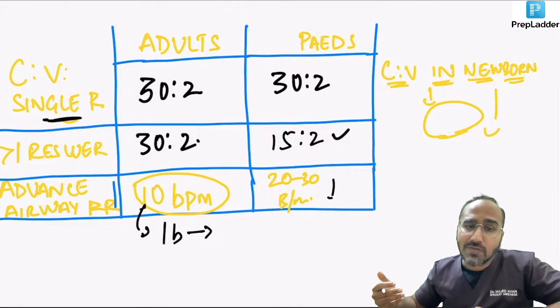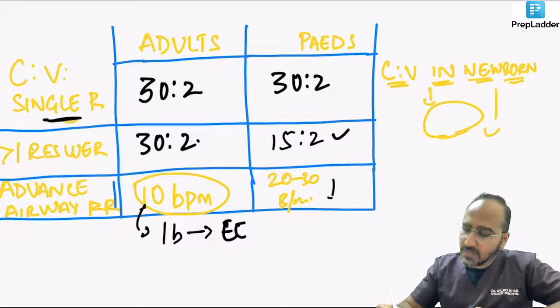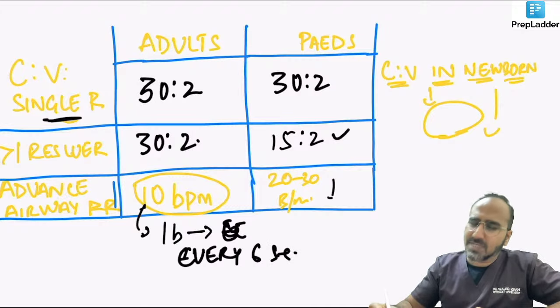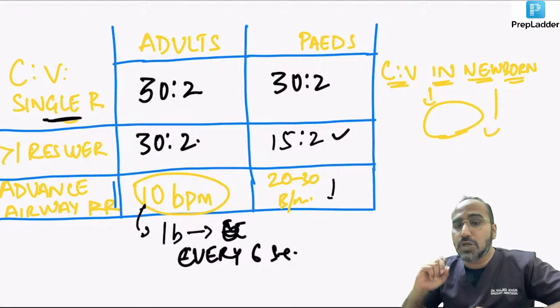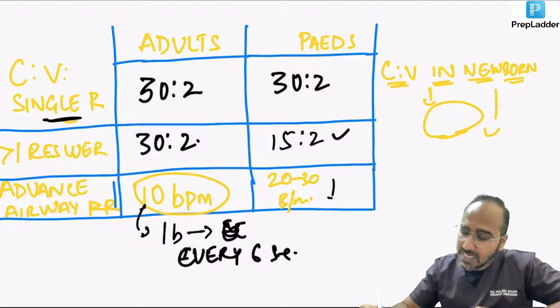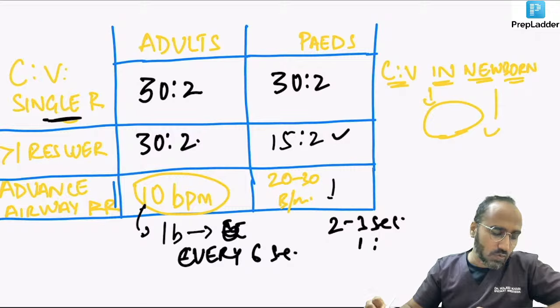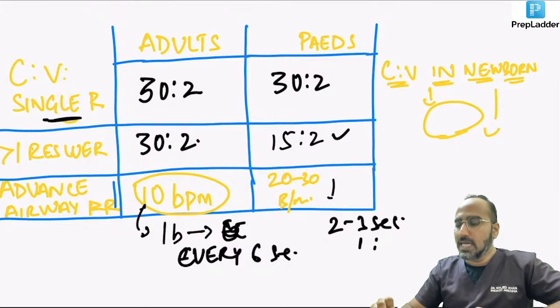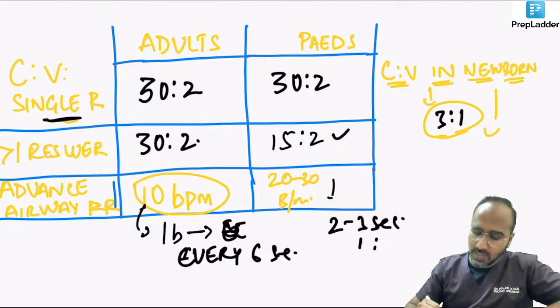The one who's taking care of the airway, what he'll do, he will give one breath every 6 seconds. That is basically 10 breaths per minute. In case of pediatrics, in case of advanced airway, how many breaths should be given? In case of pediatric, if advanced airway is placed, then 20 to 30 breaths per minute. That means every 2 to 3 seconds you have to give one rescue breath. Okay. In case of newborn, what is the compression to ventilation ratio? It is 3:1.